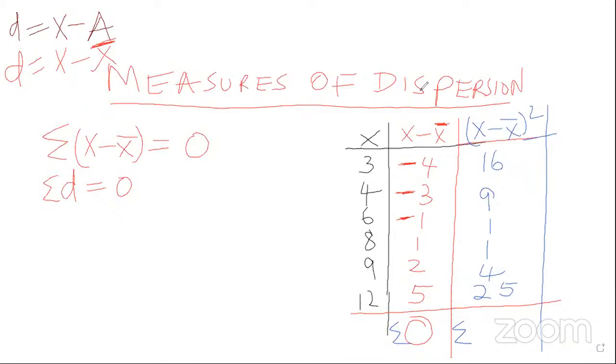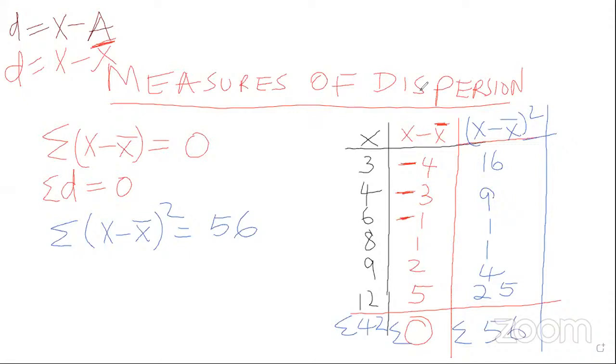What is the total of the squares? Summation of x minus x bar squared equals what? 56. Somebody has already said 56. The sum is 56. And if I remember, somebody said the sum of x was 42. Was the sum of x 42? Yes. Good.